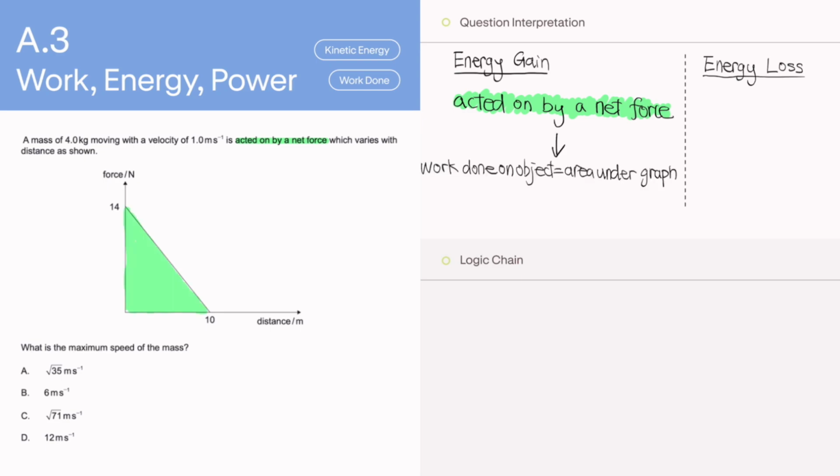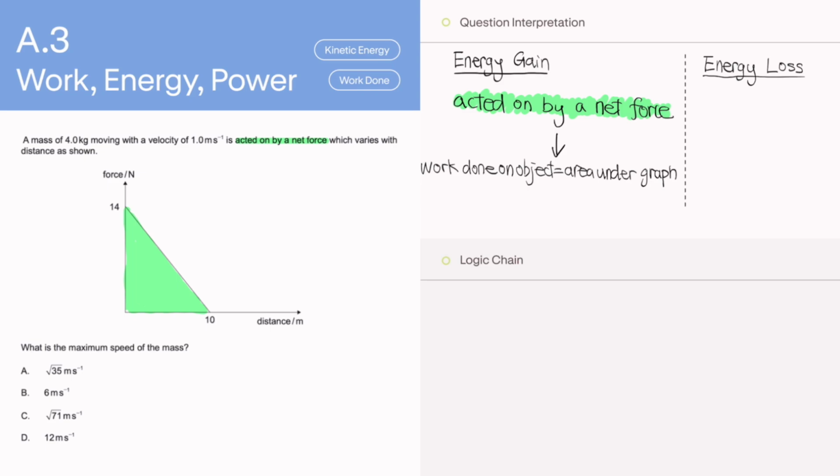We can find the amount of energy transfer, or in other words, the work done, by calculating the area under the graph. That's shown on the left. Notice there's no mention of energy loss here, so we'll leave that side blank.